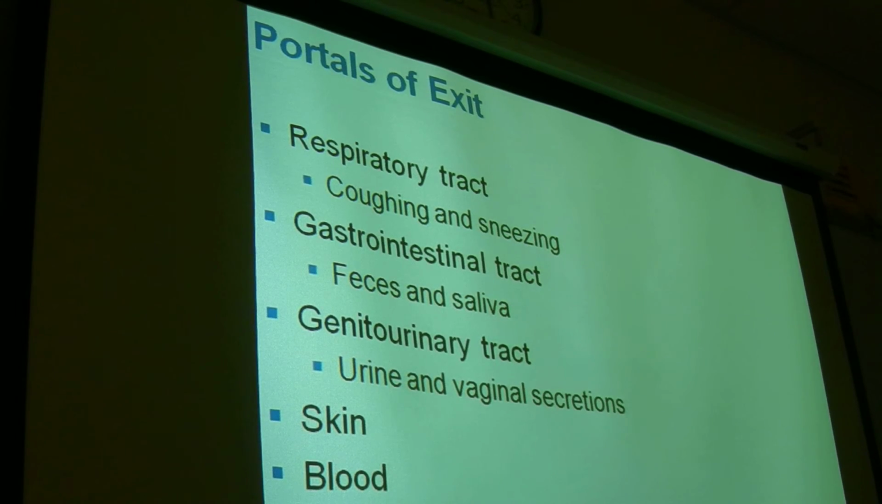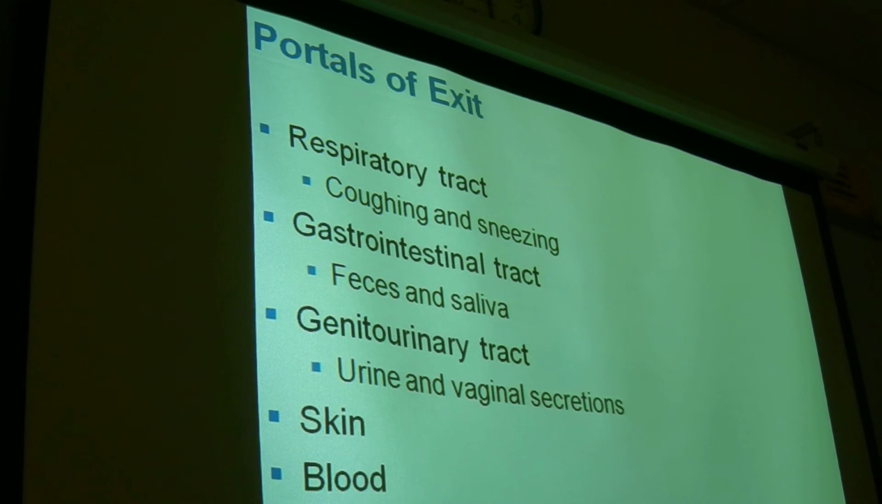And if you think of blood, most people think of a transfusion or something, but actually, something like a mosquito would also be a bloodborne infection.